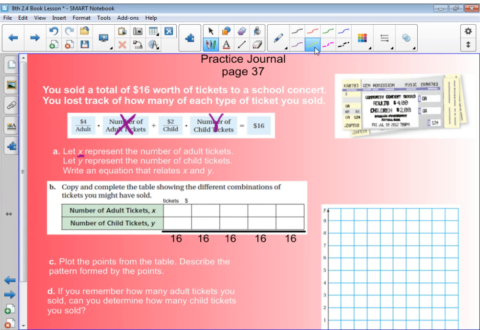So the equation that I get from this, and I'm just going to work left to right on this little equation that they have written out there, is I have $4 per adult ticket, so 4X, plus $2 times our child tickets, so 2 times Y, equals $16. So there's the equation that we're starting out with. This is what you call a standard equation, where they're giving us an example of maybe a real life scenario and they're going to ask us to then go ahead and graph it.